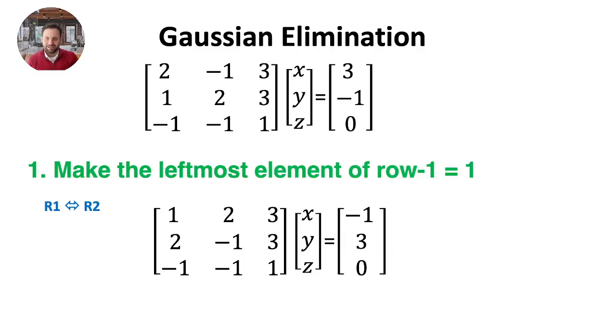First thing that we need to do, we're going to make the leftmost element of row 1 to be 1. So I can either divide the first row by 2, but then I will have non-integer numbers. I don't want it to look so crowded. So what I'm doing is I'm going to swap R1 and R2. If I swap R1 and R2, I would like you to notice one thing: I need to swap the other side as well. Notice how I'm not swapping the xyz, that's there.